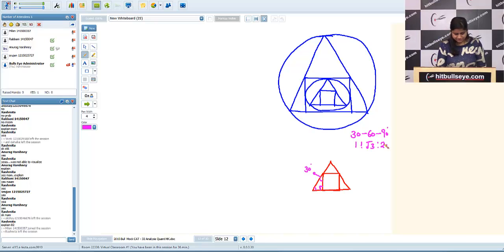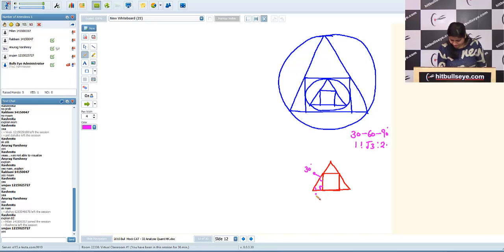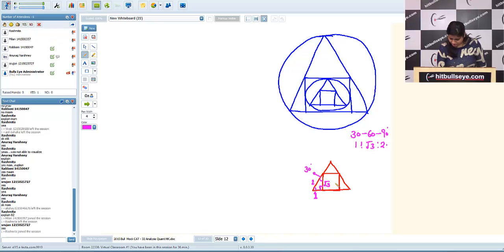1 is to root 3 is to 2. So I'm considering that in front of 30 this is say 1 and 60 will be root 3 and this will be 2. So the square length is root 3. So this length will be root 3 because all the sides are equal and this will be 1. So if we take this square side to be root 3, the triangle side will be 2 plus root 3. Are you getting me? That was the main thing.